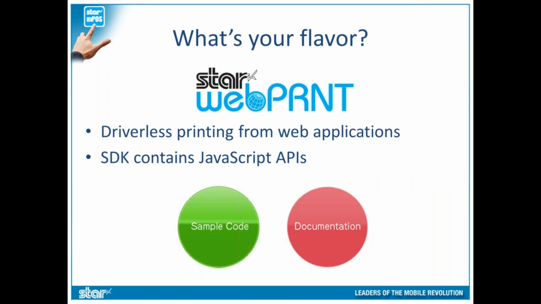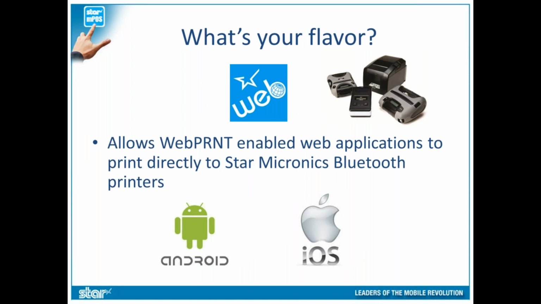We have our Star Web Print. This is basically a driverless printing for web applications. Our SDK contains the JavaScript APIs, sample code, and documentation for you to get worked on that. It's a truly innovative way to print. It's the first type of technology of its kind. That extends, of course, also into the Bluetooth realm. Web print is also available to print directly to any Bluetooth printer, whether it's using Android or iOS.